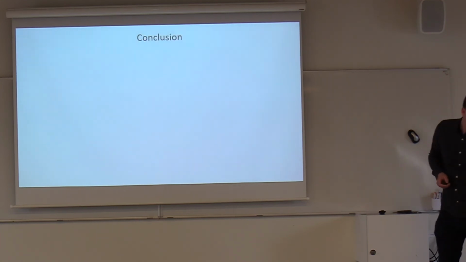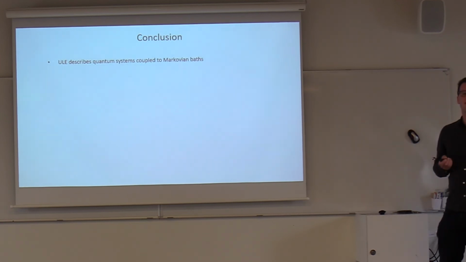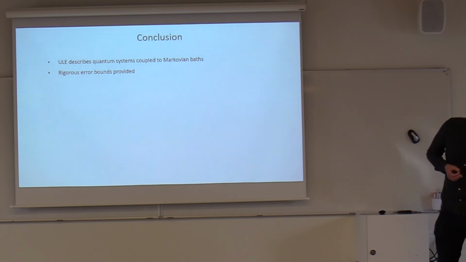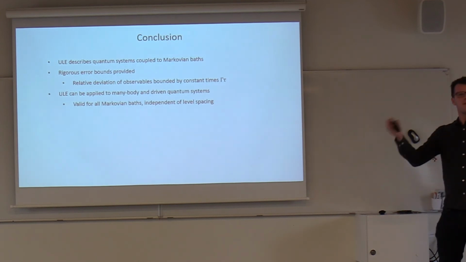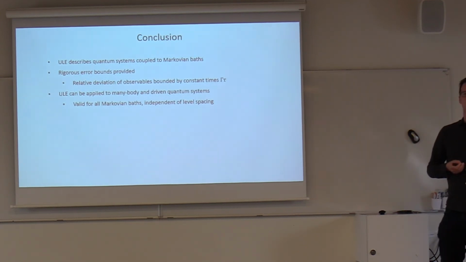So now I'm at the end. We have a Lindblad form master equation, which we can use to describe any quantum system coupled to a Markovian bath. It's a rigorously derived master equation with error bounds controlled by this gamma and tau. The relative deviation of observables is controlled by this dimensionless number, including the relative correction of currents, either if you have a large system or if you take into account this correction of the frame. And you can apply it to many-body systems, driven quantum systems, any quantum system, no matter what the level spacing is, even if it has a chaotic time dependence.